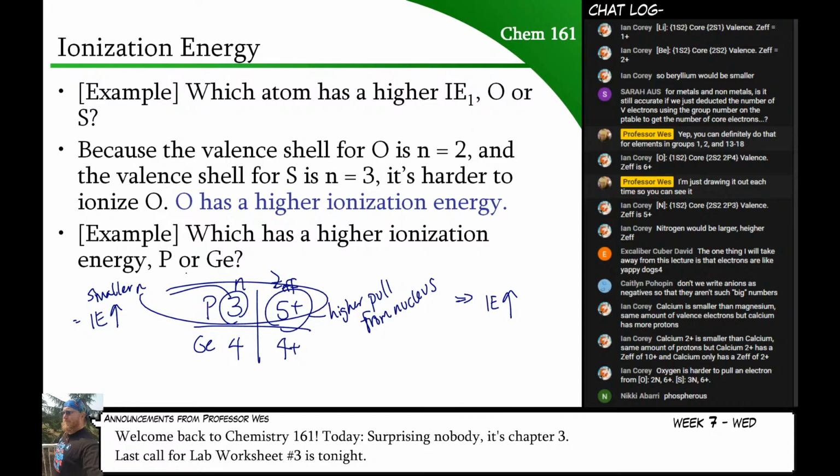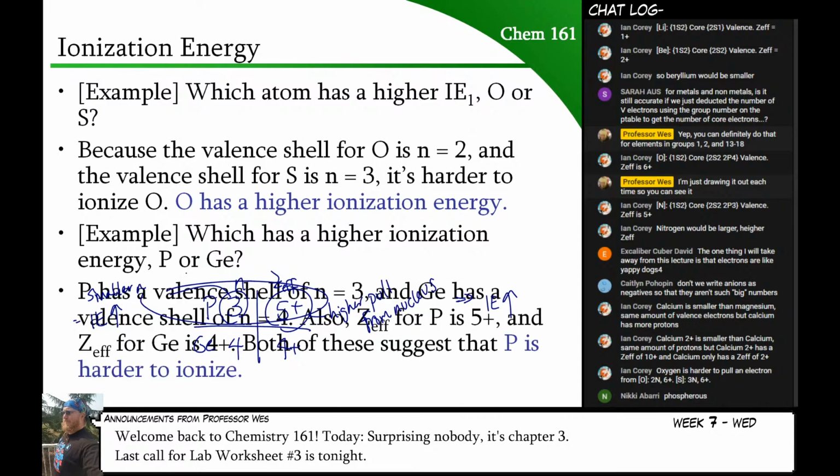If I gave you a pair where you had a diagonal and one was further up and to the left, you would have opposite issues. One of these atoms would have a higher N, and one would have a higher Z effective. And you wouldn't be able to determine the answer. So I might give you one of those on the sample problems coming up.